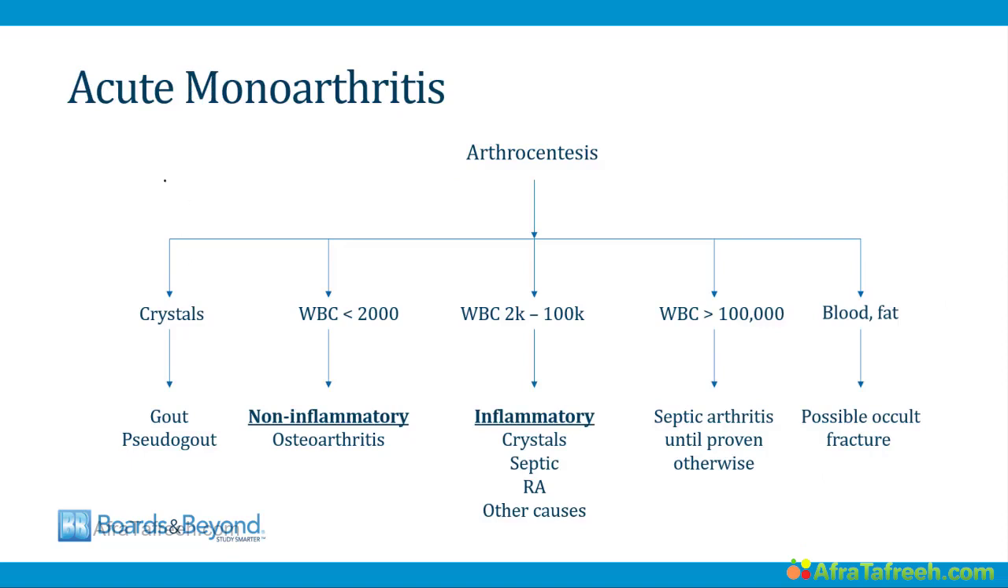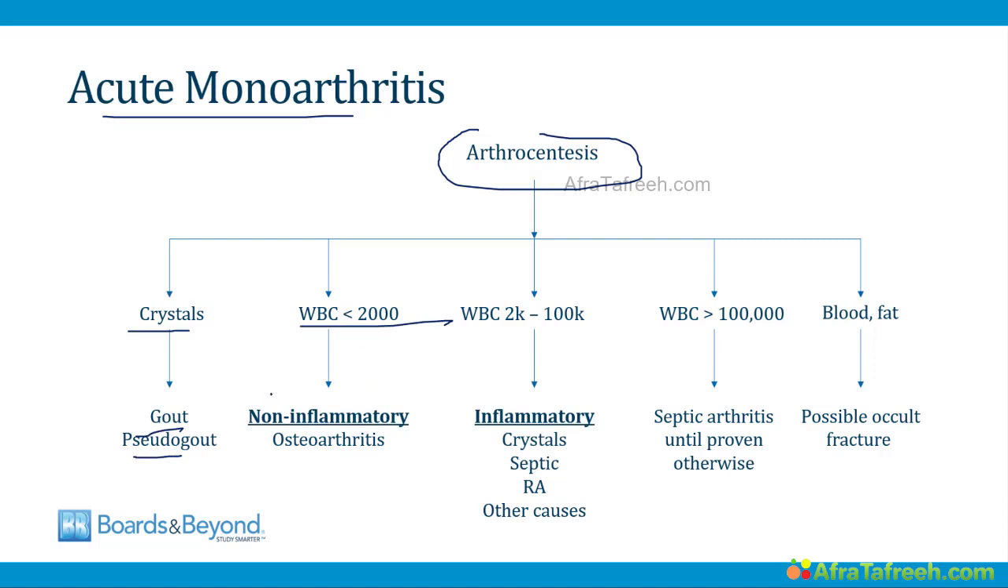So let me just make a general point on a patient that presents with the acute onset of a monoarthritis. In these cases, especially if the joint is swollen and it looks like an inflammatory arthritis, then the important test is arthrocentesis to analyze the synovial fluid. If you see crystals, then that patient has gout or pseudogout, which I talk about in another video. If you have a very low white blood cell count, that suggests non-inflammatory osteoarthritis. If the white blood cell count is 2,000 to 100,000, this is an inflammatory arthritis, and this could be due to a number of causes.